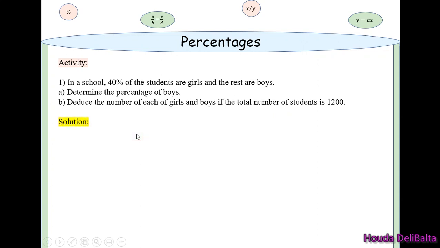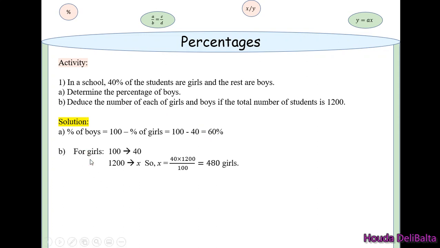So how to go from percentage into exact numbers? Let's see. First of all, to determine the percentage of boys, it's very easy. All we have to do is subtract the percentage of girls from 100, because 100 represents the total percentage. So 100 minus 40 is 60%. That tells us that surely the number of boys is more than the number of girls, because the percentage of boys is more than the percentage of girls, but we still don't know the number of each.